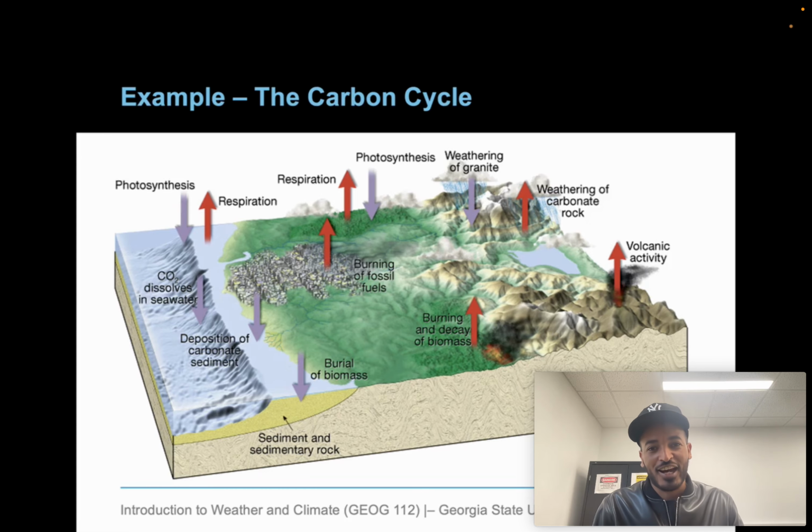Let's look at the carbon cycle as an example. Right? When we think about the carbon cycle, we're talking about the constant exchange between the different spheres, right?